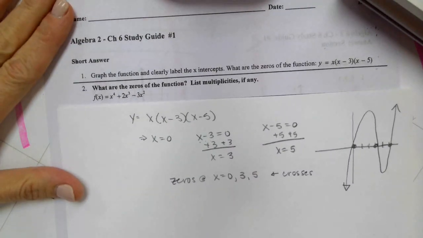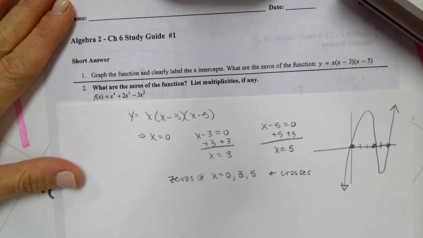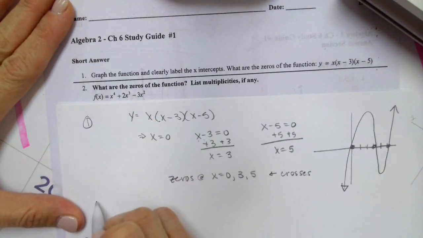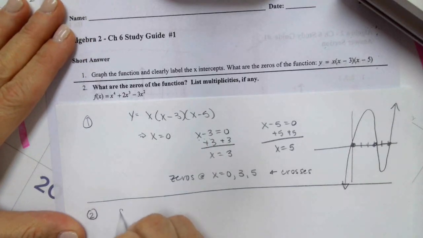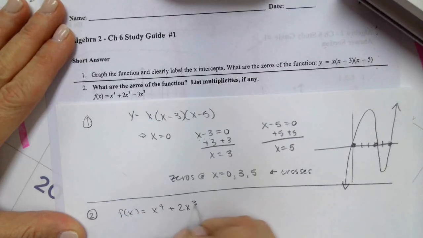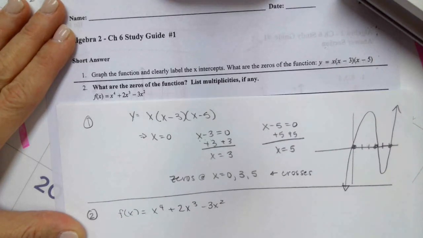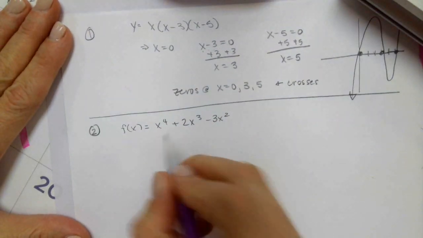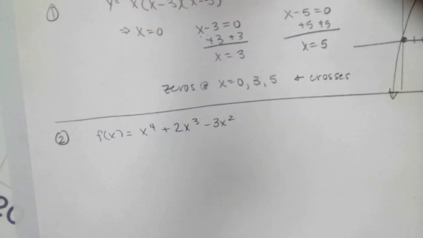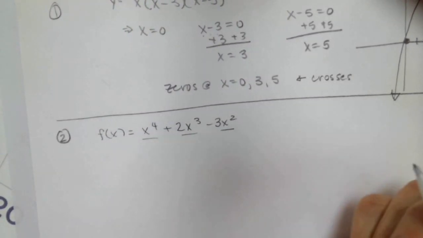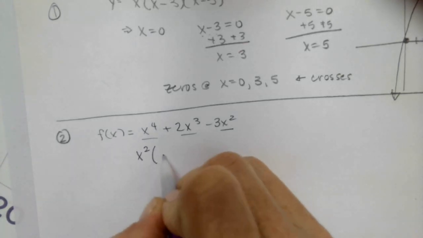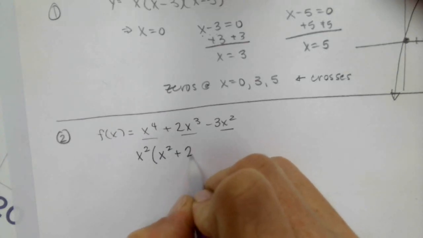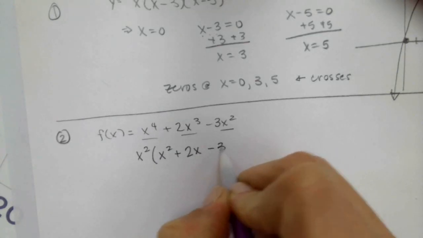Okay, looking at number 2, what are the zeros of the function? List multiplicities, if any. And here we go. So I have f of x equals x to the 4th plus 2x cubed minus 3x squared. Okay, so looking at this one, I notice that each of these have an x squared in common. So that's my step 1. My first thing that I need to do is factor that out. That's going to leave me with x squared plus 2x minus 3.